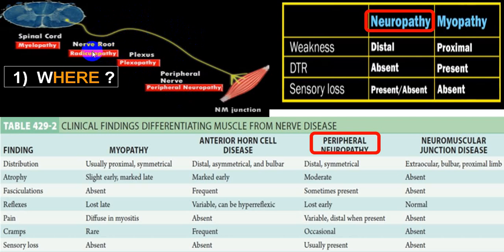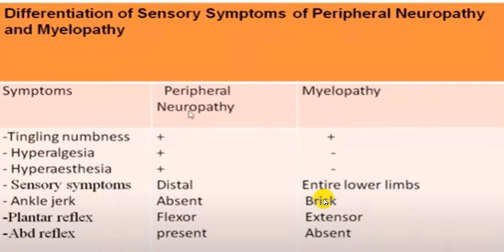And when you get involvement of radiculopathy with myelopathy, we call it radiculomyelopathy. A classical example is subacute combined degeneration. So we already mentioned this particular difference, that is peripheral neuropathy and myelopathy. Tingling numbness will be very common in peripheral neuropathy. Hyperalgesia will be common in peripheral neuropathy, and hyperesthesia is common in this, while in a myelopathy, only in case of the inflammatory variety, you might have muscle cramps and pain. Sensory symptoms will be absent in case of a myelopathy. Ankle jerk will be present in case of myopathy.